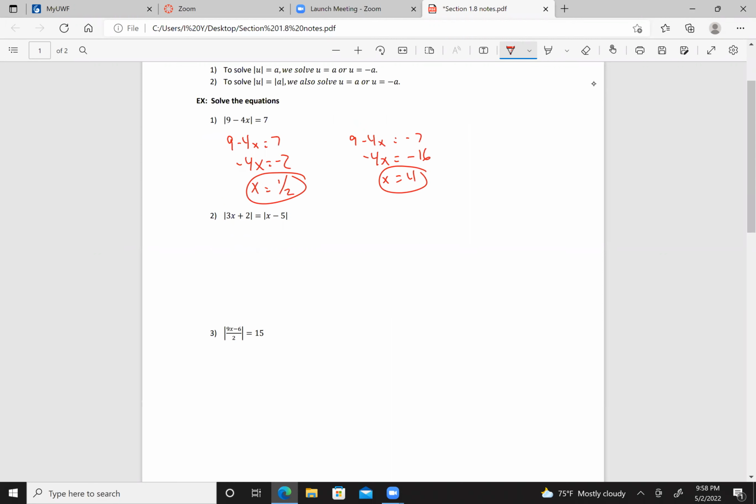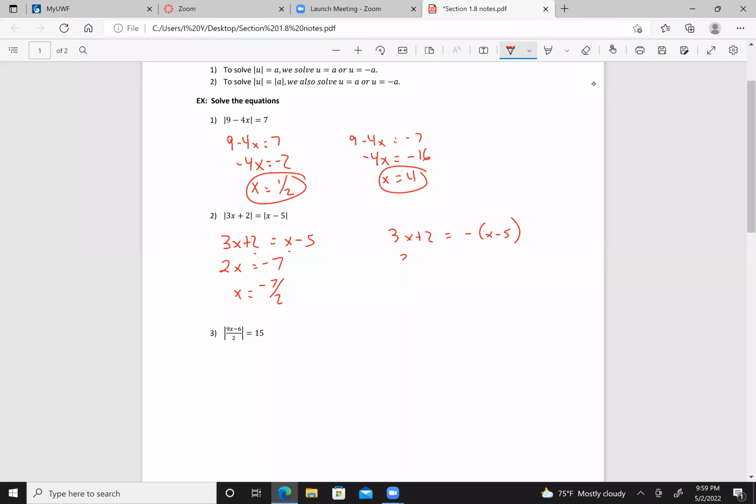Okay, now we have the same principle here. The absolute value of 3x plus 2 equals the absolute value of x minus 5. So we have 3x plus 2 equals x minus 5, and 3x plus 2 equals the negative of x minus 5. So here, subtract this x, we have 2x. Subtract this 2, equals negative 7. x equals negative 7/2.